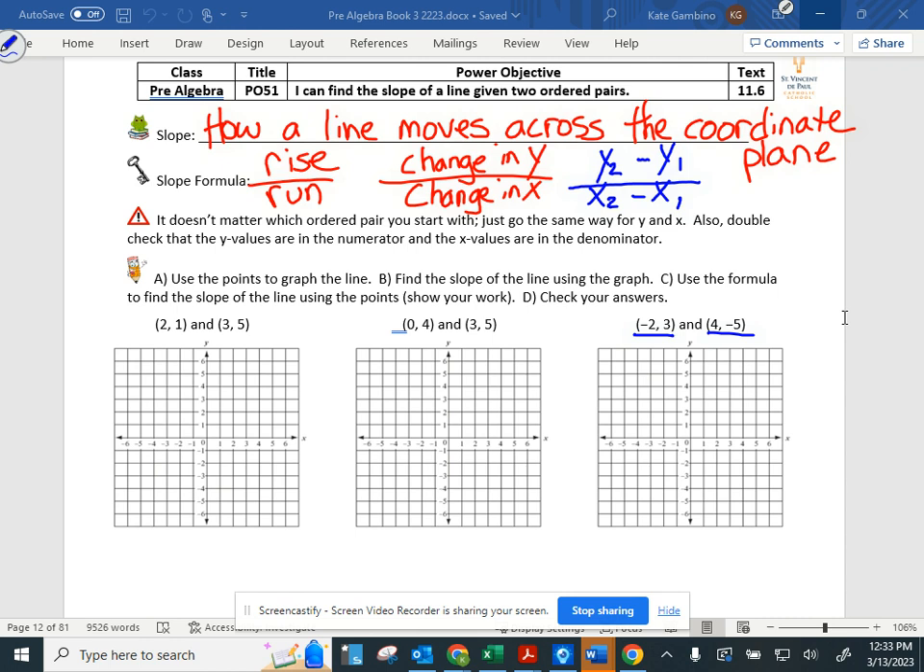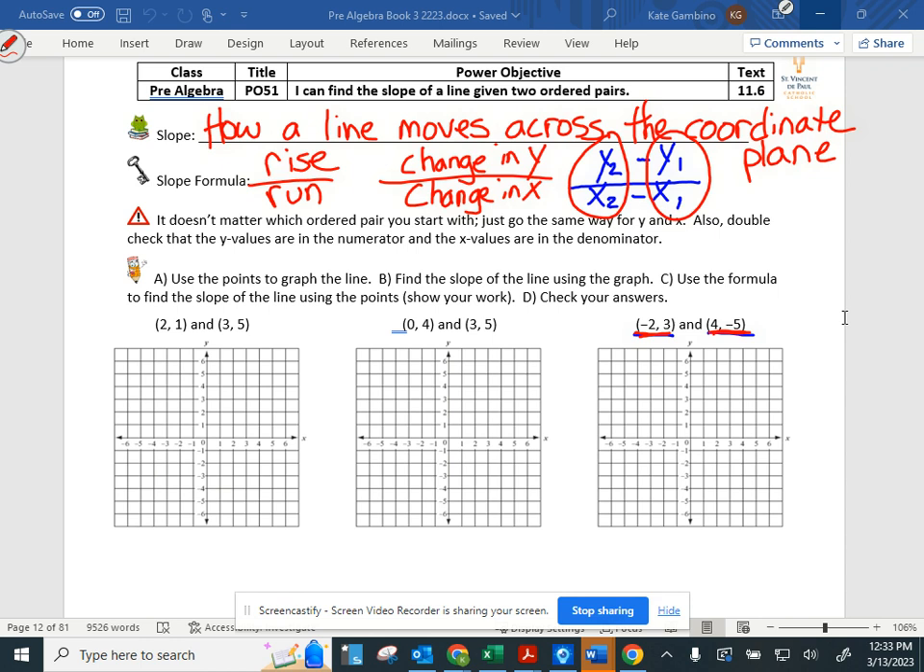So it doesn't matter which ordered pair we start with, just go the same way for x and y. So this x and y up here are our ordered pairs. If we have y2 and x2, that's an ordered pair. y1 and x1, that's an ordered pair. Okay, so you're going to determine which one you're going to call your first and which one you're going to call your second.